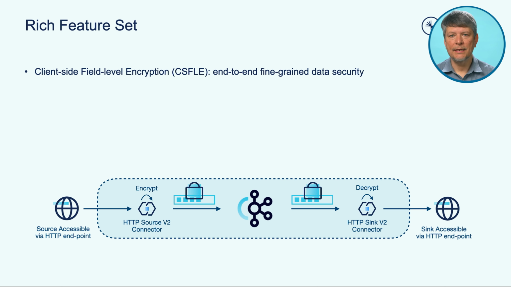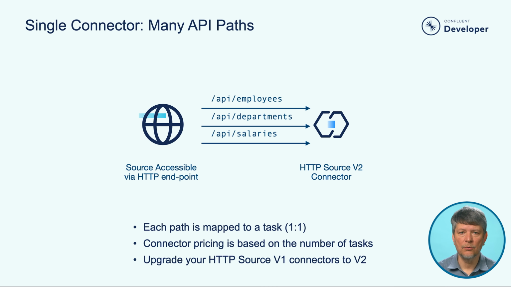Many users of the original V1 HTTP source connector find it compelling to switch to V2 because of the simplicity and ease of management it provides. A single V2 connector can handle up to 15 paths exposed by the HTTP endpoint. You can associate each endpoint with its own topic where the data will be published. Let's dive a bit deeper into how it's done.